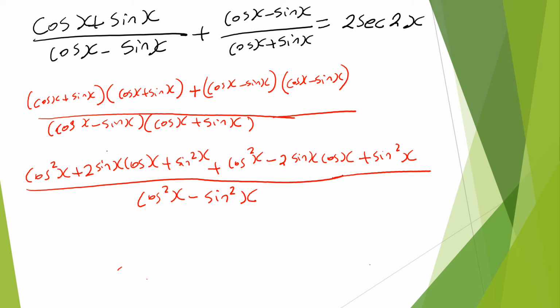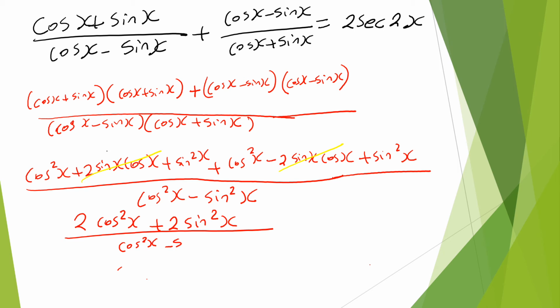Okay, now simplifying, the middle terms will cancel out, and then I have 2 of each, so I'll end up with 2 cosine square x plus 2 sine square x. Now you will have to look back and say, okay, which identities can I use? Obviously, I know that sine square plus cosine square is 1. So I can simplify the numerator by having 2 as a common factor and substituting the sine square plus cosine square with 1. I'm just going to write it in here.